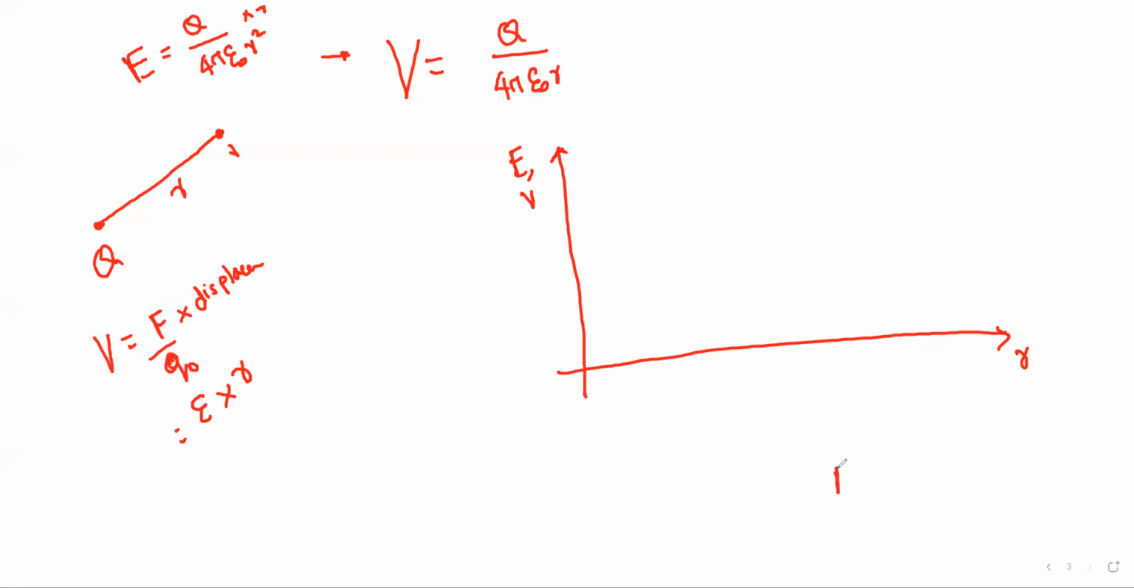We know that electric field intensity is inversely proportional to R square. If R is equal to 0, this electric field intensity is infinity. That's okay. But when the R value is 1, let it be here, I can put when the R value is 1.